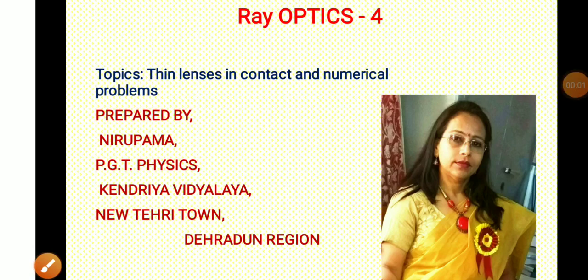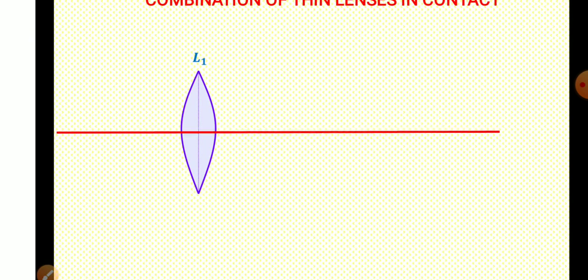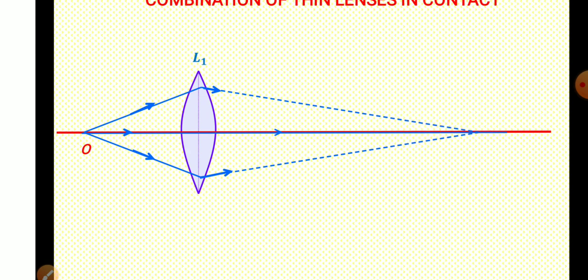Dear students, in this video on ray optics, we will study thin lenses in contact and numerical problems based on thin lenses. So let us begin with the combinations of thin lenses. So here, if we have a convex lens L1 and a point object is placed at its principal axis, then its real image is formed at I1.